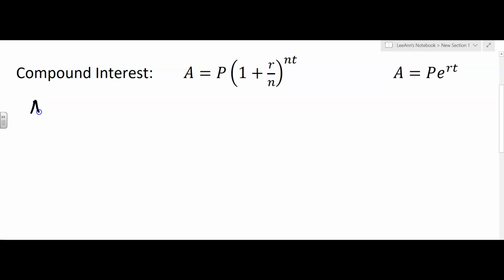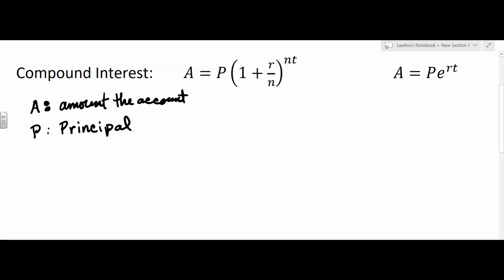So A represents, we say, I'm going to use colons. A is the amount in the account. So after 5 years, how much money is in that account, okay? P is the principal. It's how much you started with. So in the example I was telling you, if you inherited $5,000, that $5,000 would be the principal, okay? You're going to put it in this bank.